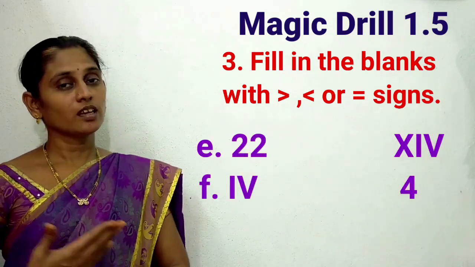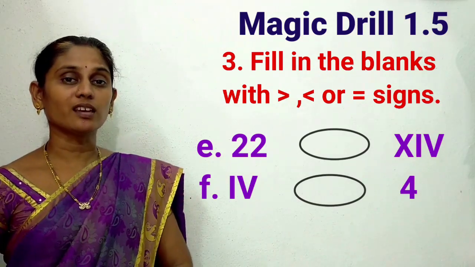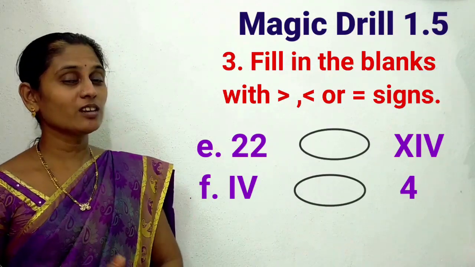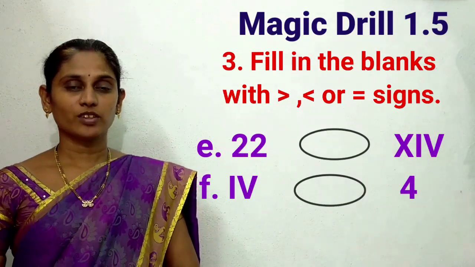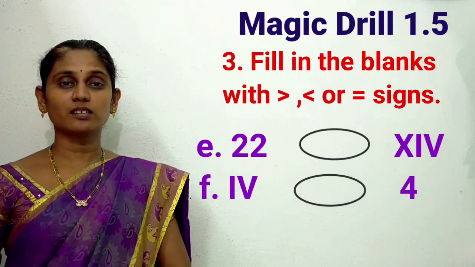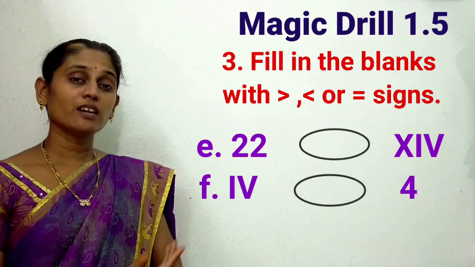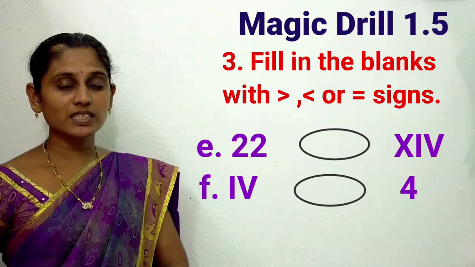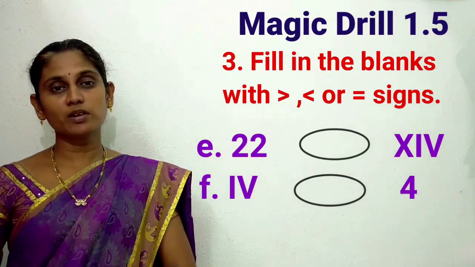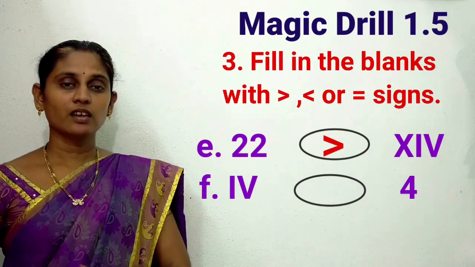22. It is in Hindu-Arabic numeral. The other side, XIV, is in Roman numeral. Then what is the value of XIV? Good. 14. Come on, tell me which symbol will come here. You have to write. Very good. Here we get 22 is greater than 14. So we have to place the symbol as greater than. Now look at the last one.